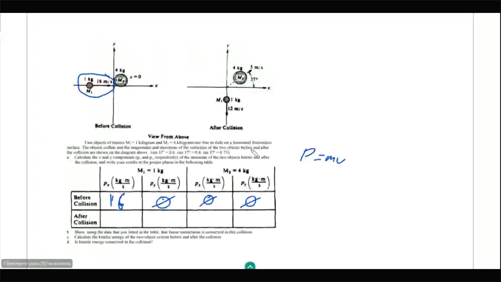Afterwards, we have M1 now moving entirely in the y direction, so its momentum is going to be negative 12. Negative because it's going downwards in that negative direction, and 12 because 12 times 1 is 12. And it's not moving at all in the horizontal direction. For the bigger mass, the 4 kilogram one, it's now moving at a 37-degree angle. So some part of its motion is in the x direction, and some part is in the y direction. All we have to do is split it up now.